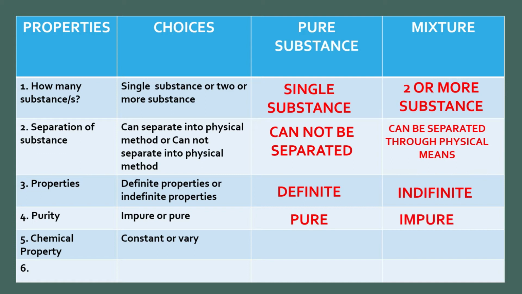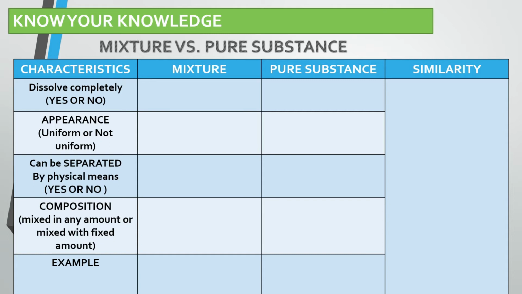Then a mixture is impure because there are many different properties of the substances being mixed together physically. Next, chemical properties. A pure substance has a constant chemical property. Then a mixture varies, it keeps changing, because the ingredients or substances in a mixture are different. Okay, another difference between pure substance and mixture: can they dissolve completely? For a mixture the answer is no, but there are certain mixtures that can dissolve completely, for example, a solution. In a pure substance, yes, they are mixing each other very well, which is why you see that their characteristic is uniform.